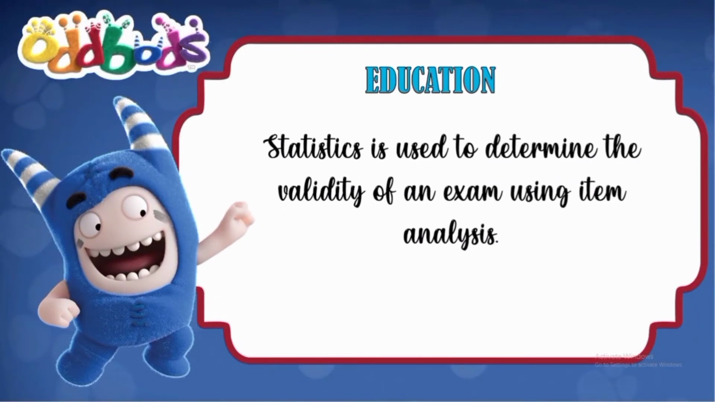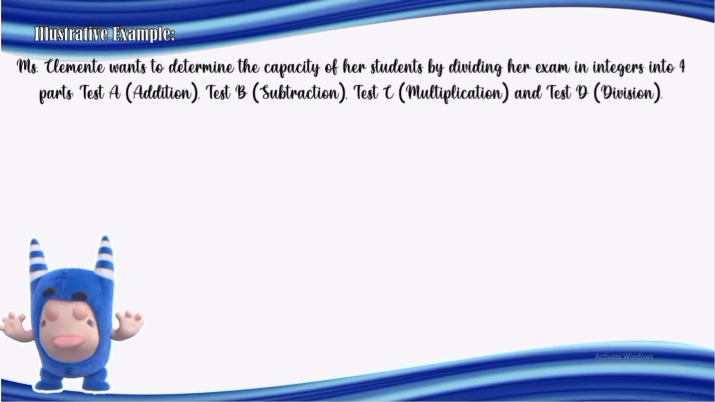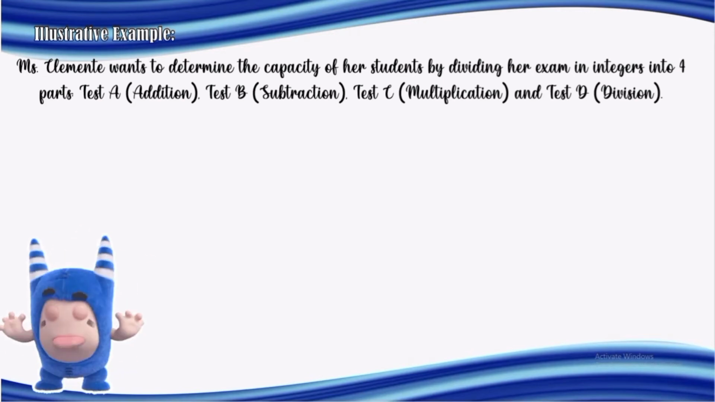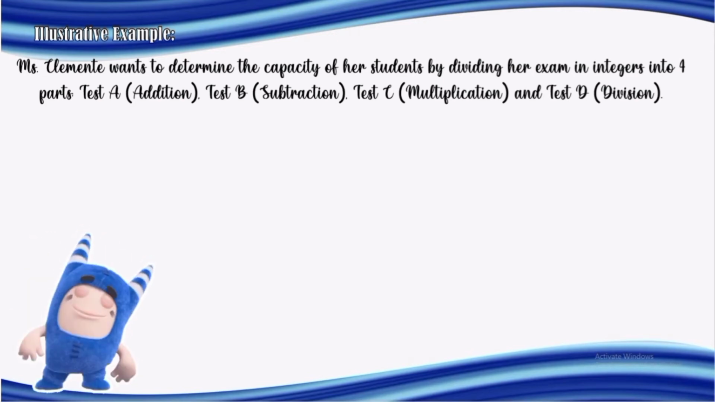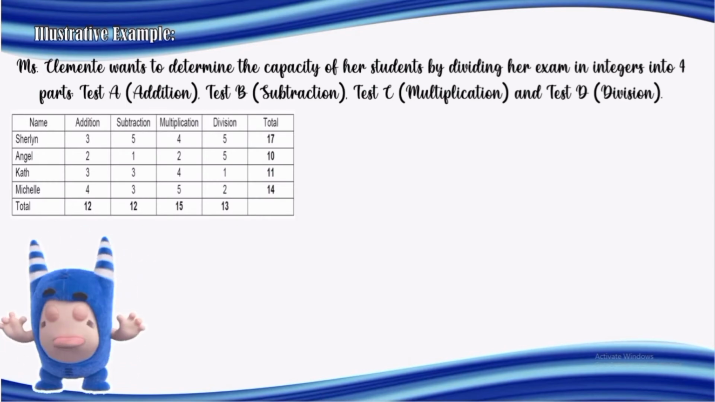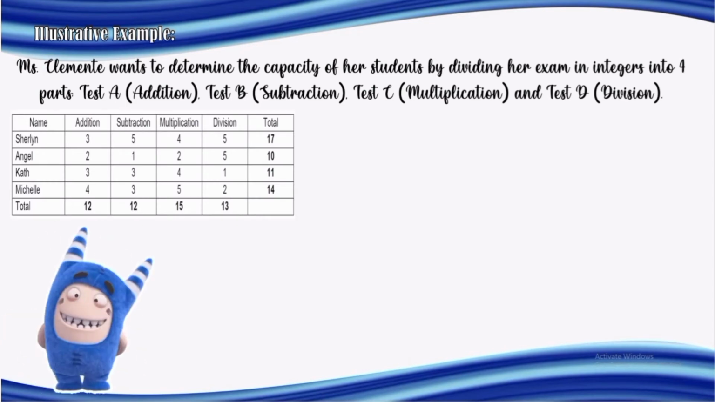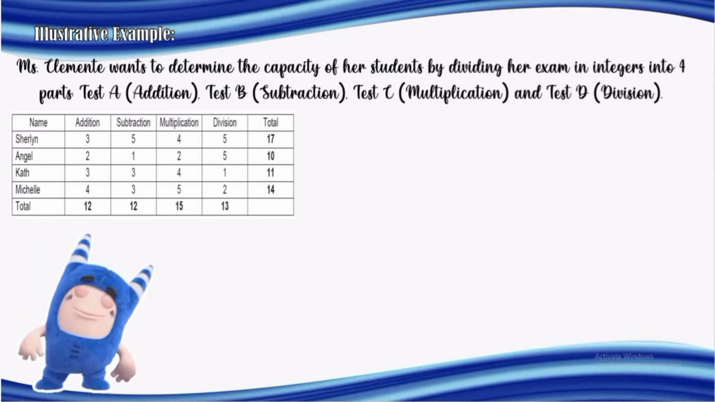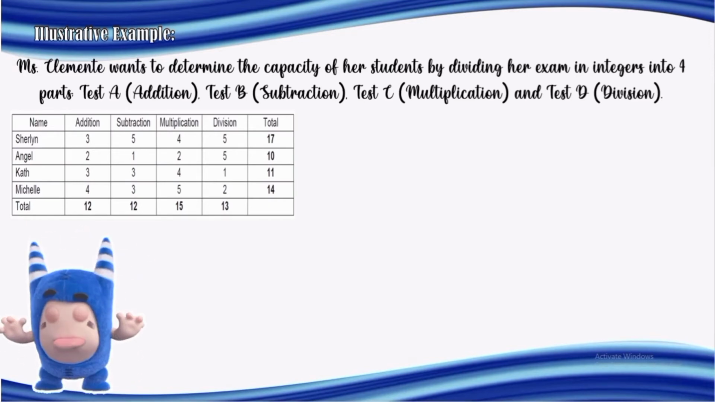Education. Statistics is used to determine the validity of an exam using item analysis. Illustrative example. Miss Clemente wants to determine the capacity of her students by dividing her exam in integers into 4 parts. Test A, addition. Test B, subtraction. Test C, multiplication. And Test D, division. Now here are the following questions.